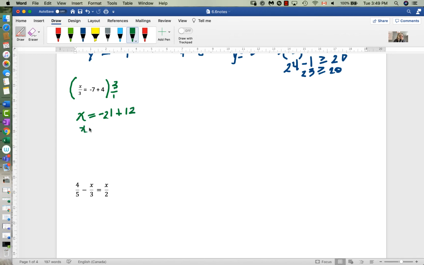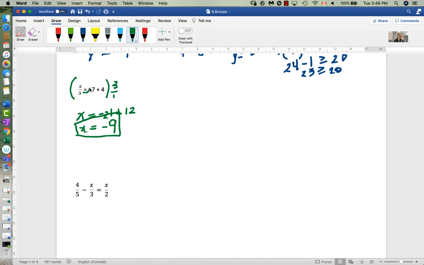And so x equals minus 9. And that's our answer. I have a sneaking suspicion I forgot an x there someplace. But in any case, x is minus 9 makes this true. And this is an equal sign.